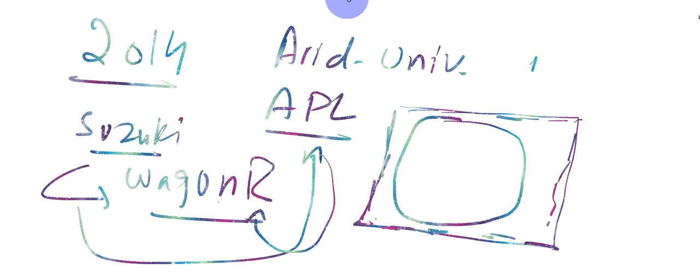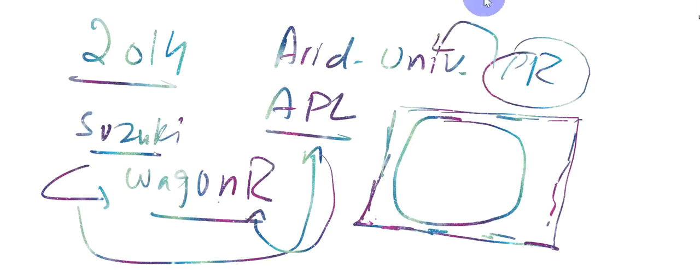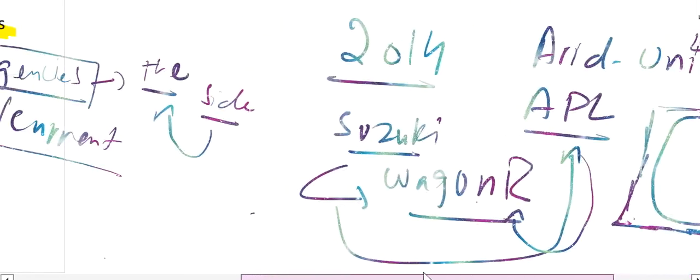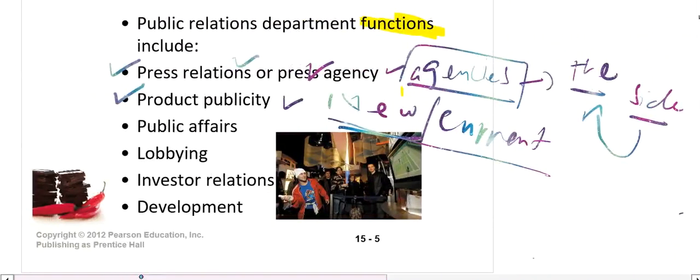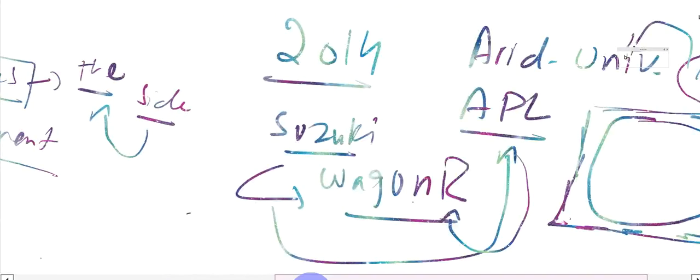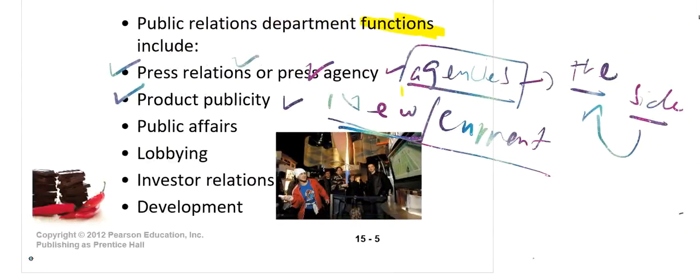Suzuki used PR tools to promote their product in 2014. As we have studied, the second function of the PR or public relations department is to publicize the product. The publicity of a product is very important.